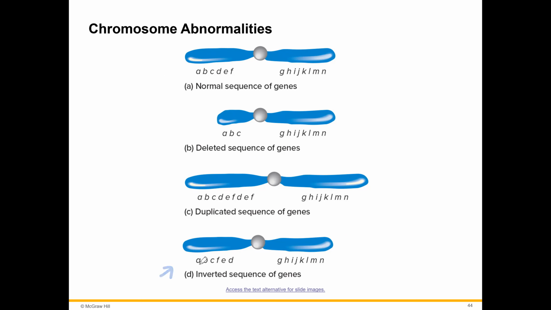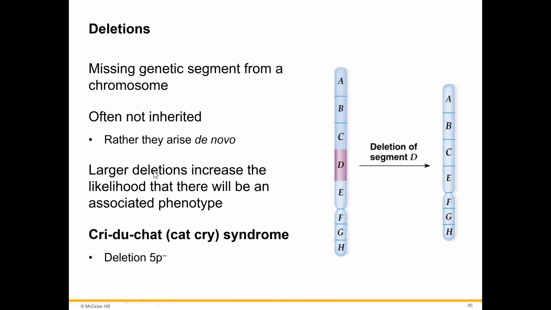And inversion is, see how they're supposed to be in order A, B, C, D, E, F, but here there was a breakage in the chromosome here and here, and then it just flipped 180 degrees, and that's what inversion is. So those are all chromosomal abnormalities related to the shape of chromosomes. Okay, so the first is deletion.